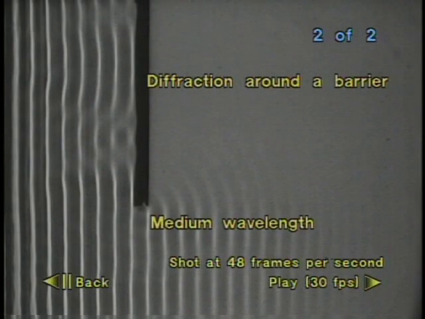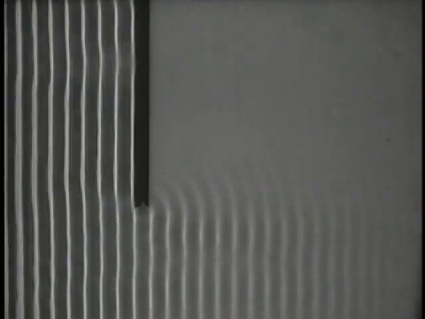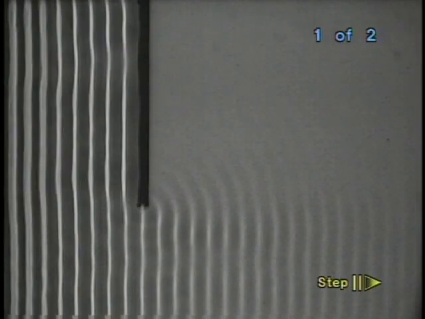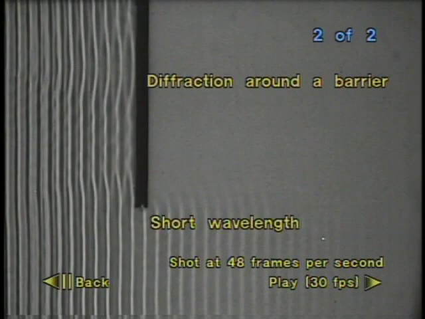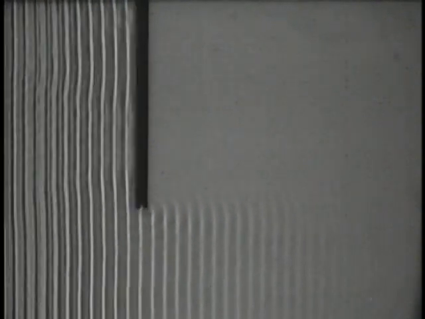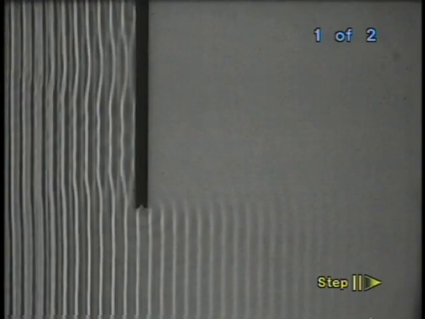The waves diffract around the barrier. The shorter waves diffract less around the barrier. The shortest waves diffract even less around the barrier.